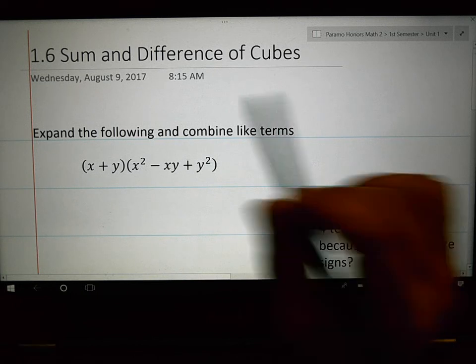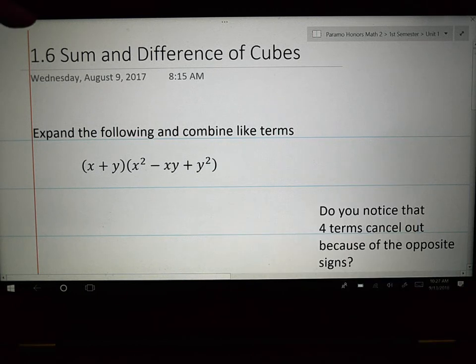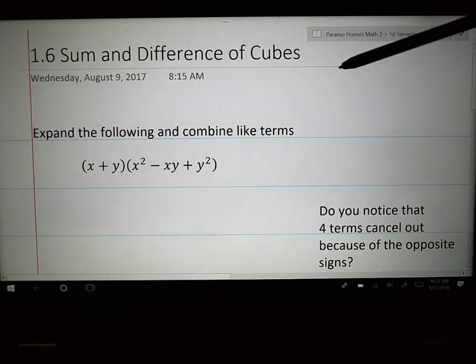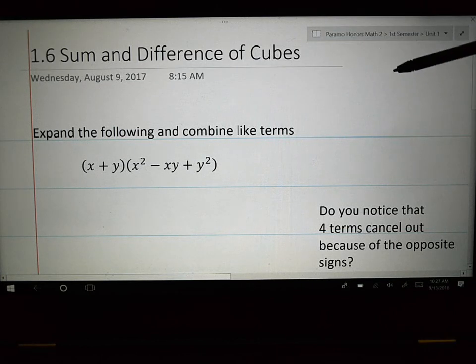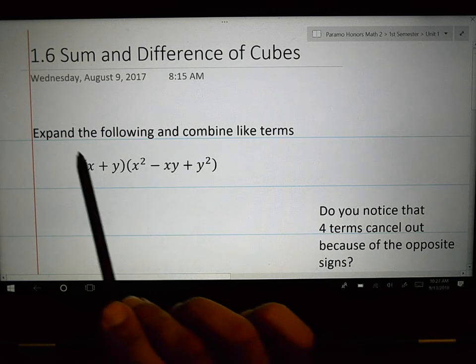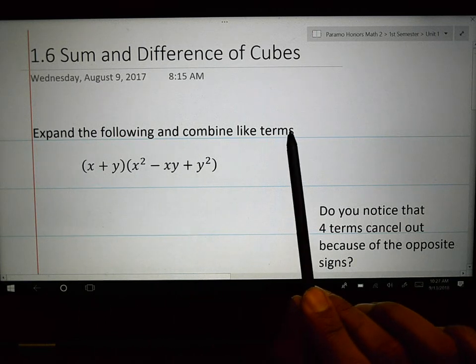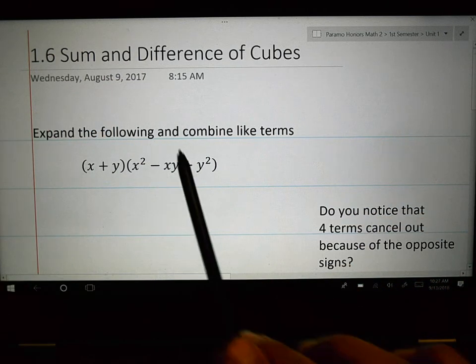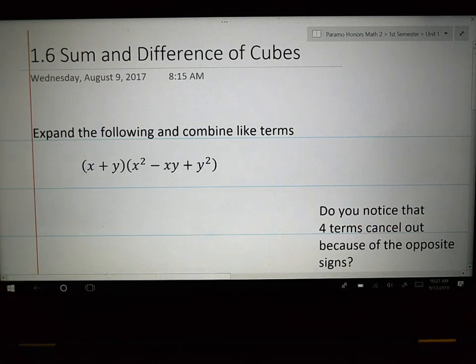In 1.6, we're going to learn a different type of factoring. But before we get to the sum and difference of cubes type of factoring, the first thing I need to show you is how two things multiply each other. If I were to ask you to expand the following and combine like terms, this is not this method. This is going back to section 1 when we multiplied things.